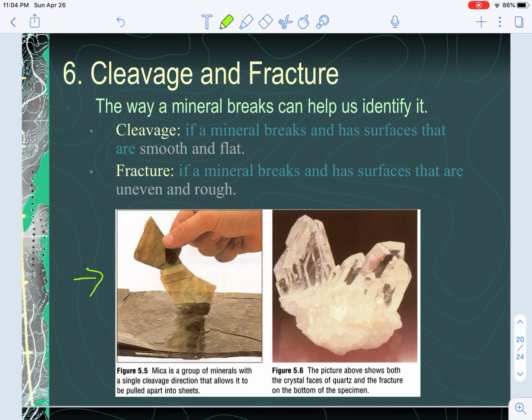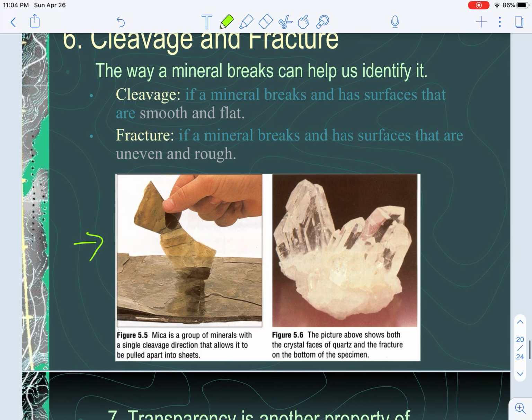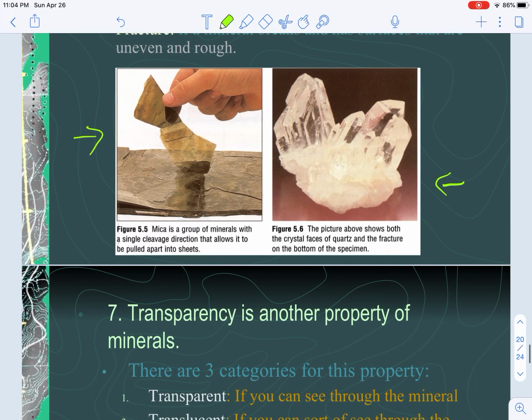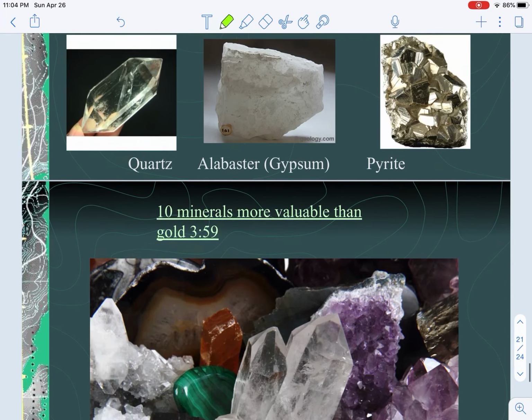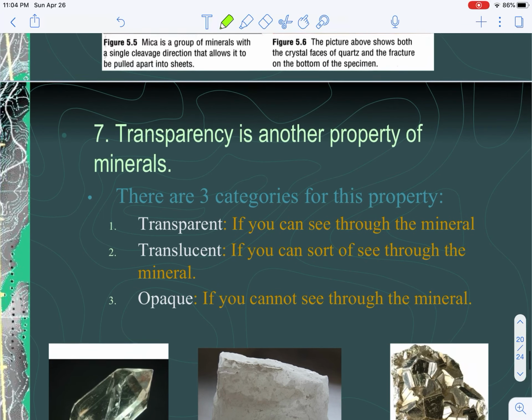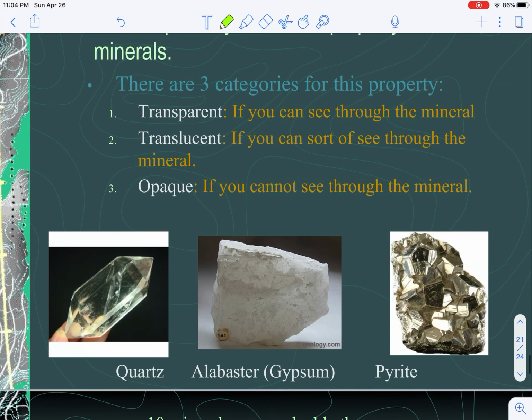Next test is the way it breaks, and that's called cleavage and fracture. If it has a smooth, flat surface, it's considered cleavage, like mica over here that breaks off into sheets. And fracture is like the bottom of this crystal that has these rough surfaces. You see crystals of quartz at the top, and you see how it's fractured and has this uneven part at the bottom in this picture.